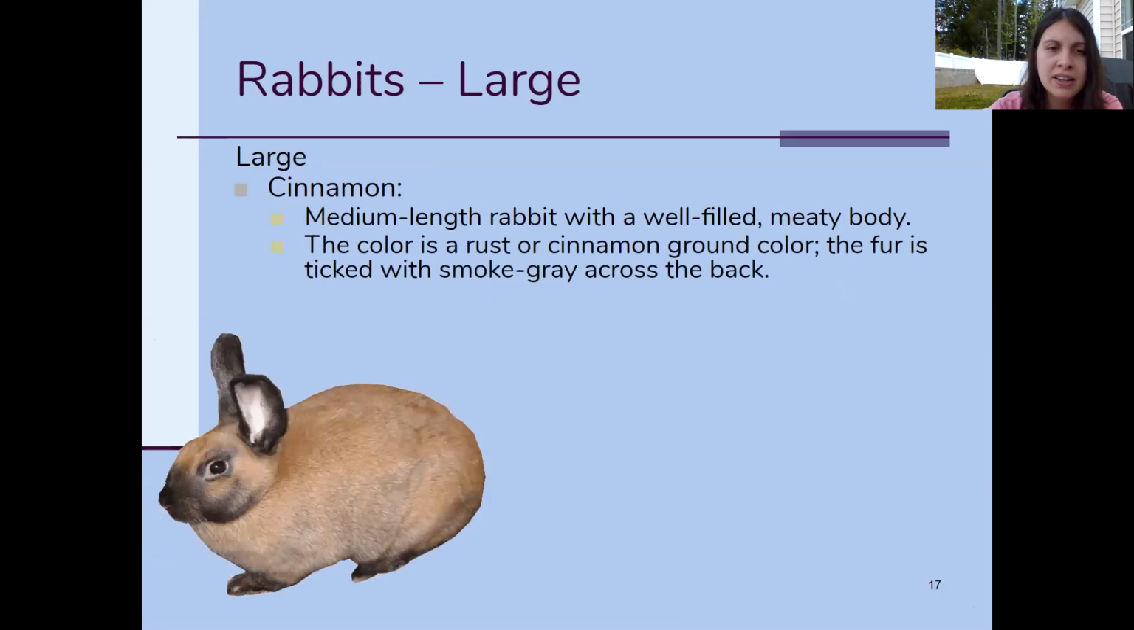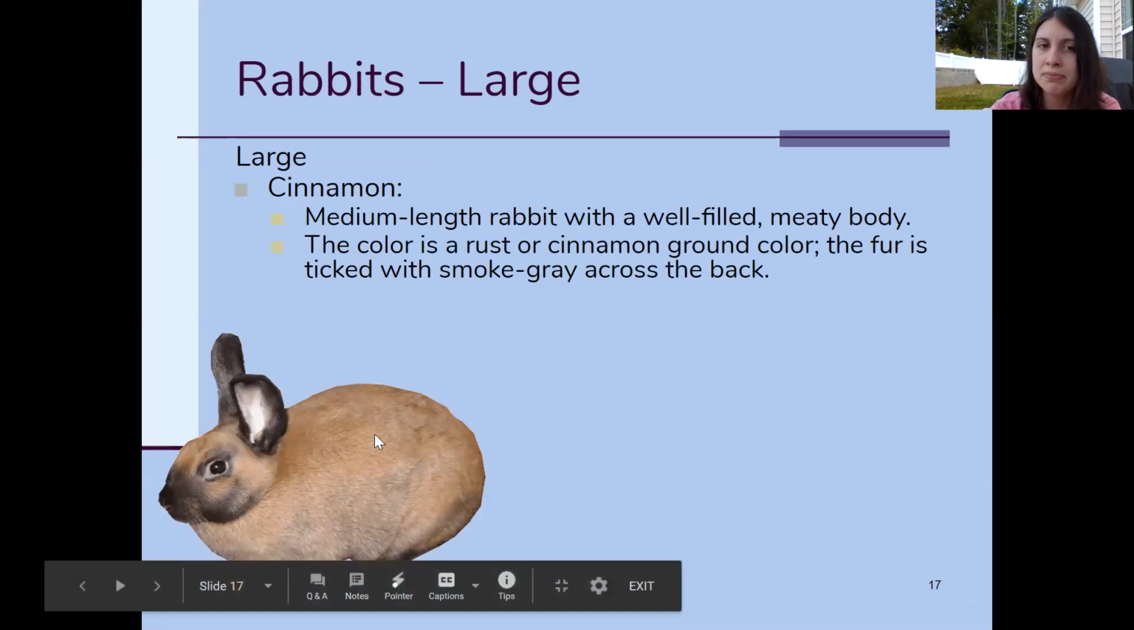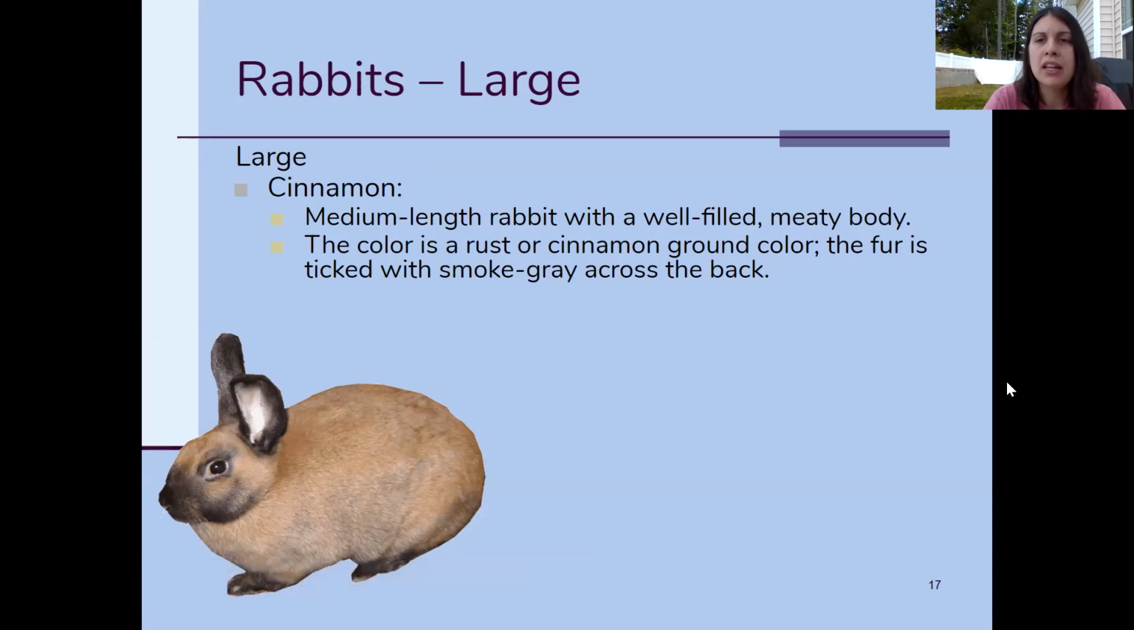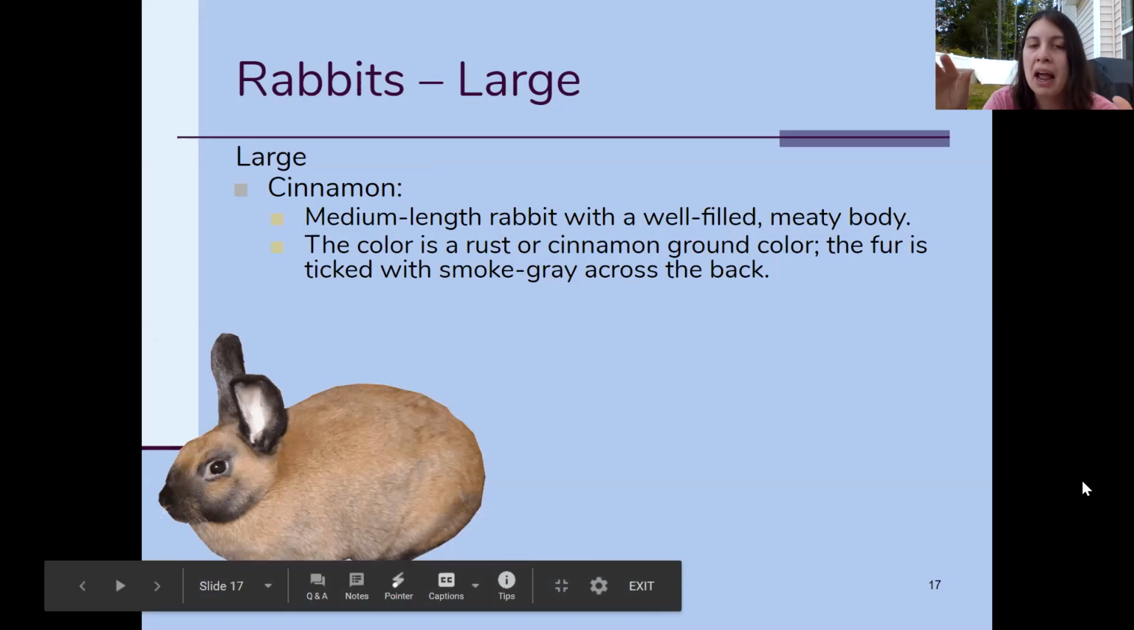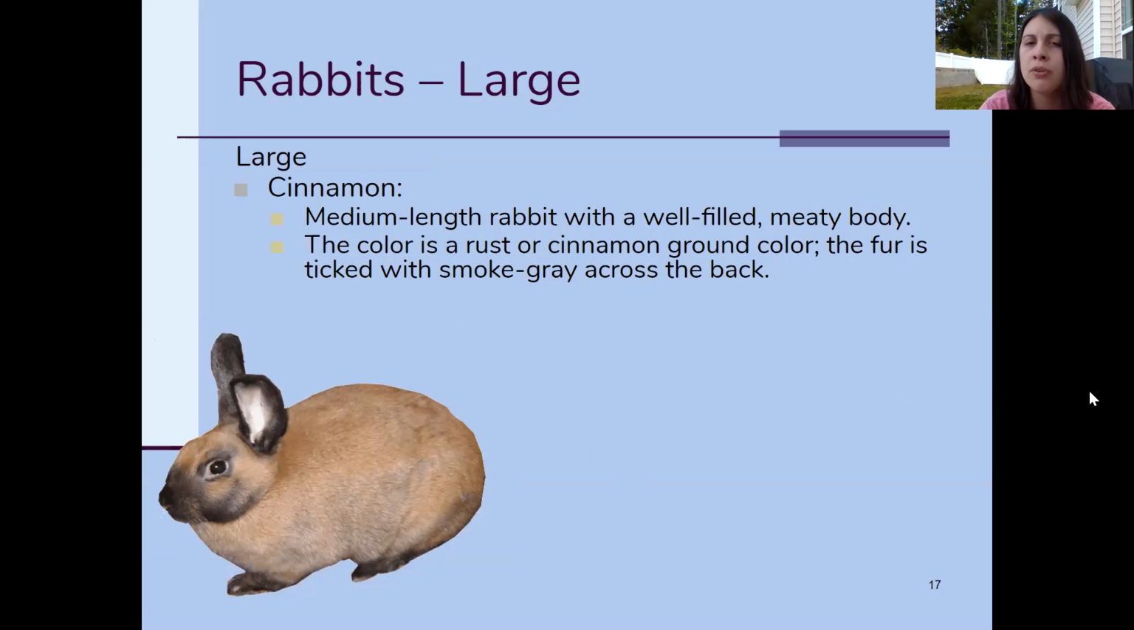Then we got the cinnamon, named for its cinnamony color. They're a pretty average, medium length, so they're not super long. Think about the Belgian Hare. That was a long, skinny rabbit. Or the Netherland Dwarf, where it's just tiny and compact. The cinnamon rabbit has a pretty average length. They're not super skinny. They do pretty good as meat rabbits because they pretty easily put on weight and they fill out really well. Because if you're gonna eat a rabbit, nobody wants a skinny rabbit.